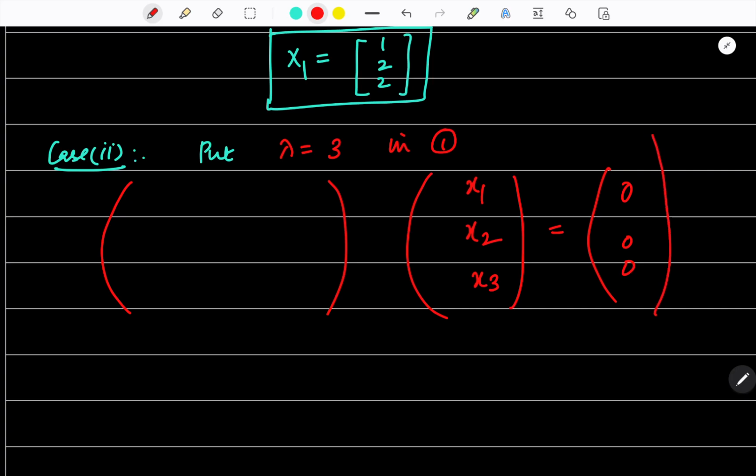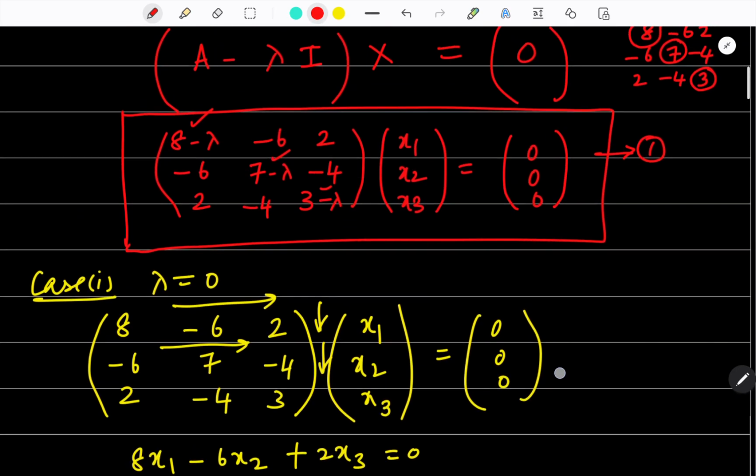I have the matrix in my hand. I'm going to write all the other elements, and the diagonal elements I'll show you how they change. Minus 6, no change. 2, no change. Minus 6, no change. Minus 4, no change. And 2 and minus 4, no change. So let me put lambda is equal to 3 in equation number 1.